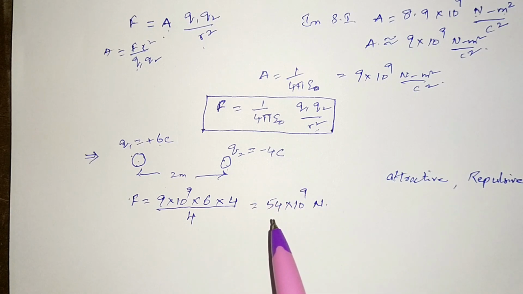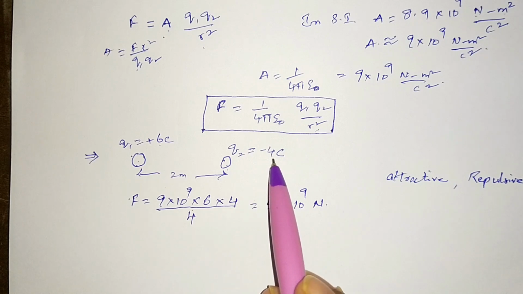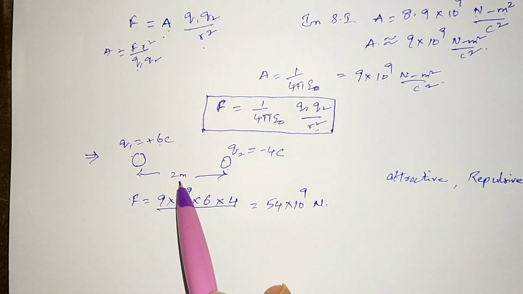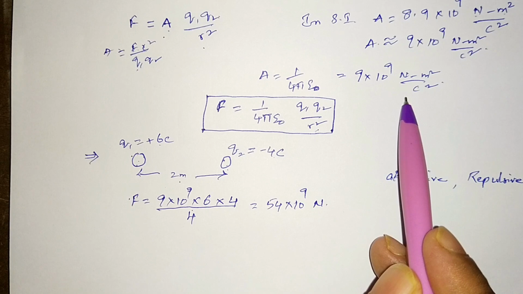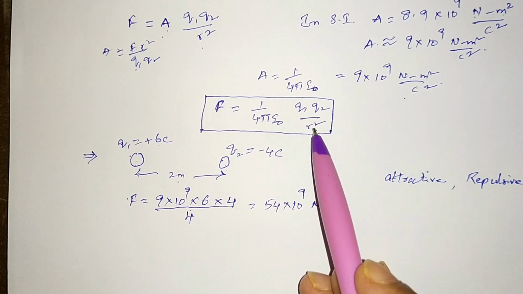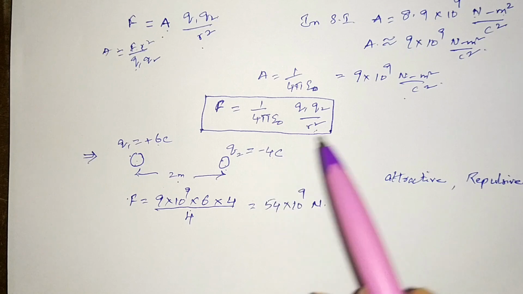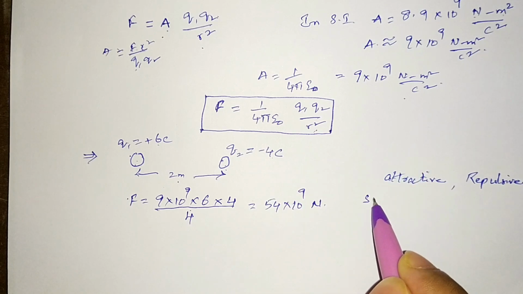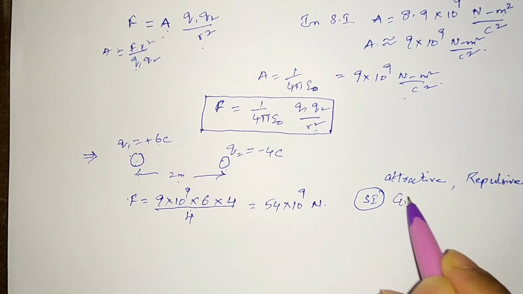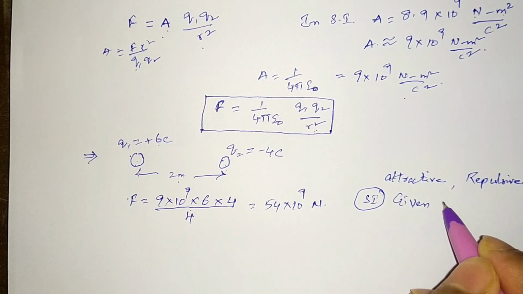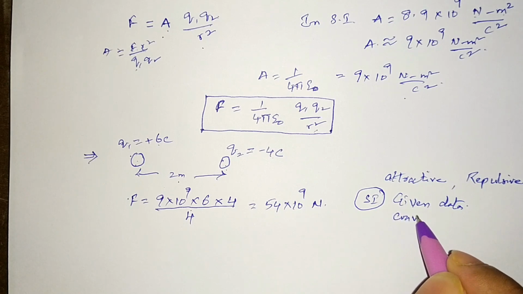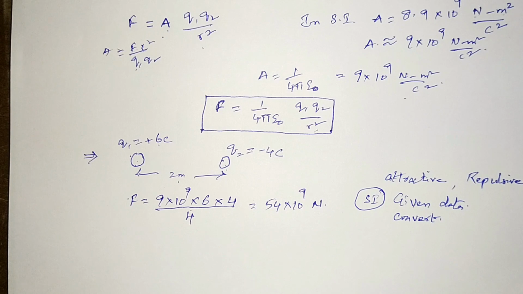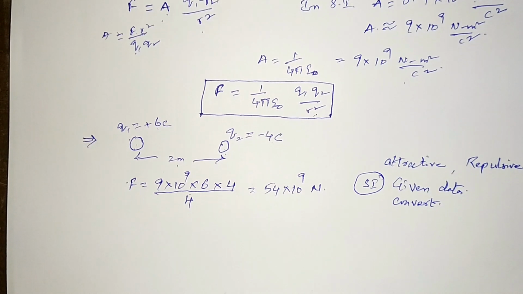Remember that while substituting the values, see that all the given values are in SI units or not, because you are substituting the value in SI, 9 into 10 power 9. So all the values, q1, q2 and so on, you need to convert into the SI system. Remember this point: all the given values should be in SI units. Given data should be in SI. If it is not given in SI, then what should you do? Very good, you need to convert. Okay, so in this way we can solve problems. Understood everyone?